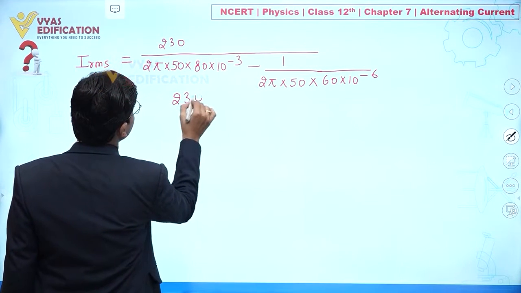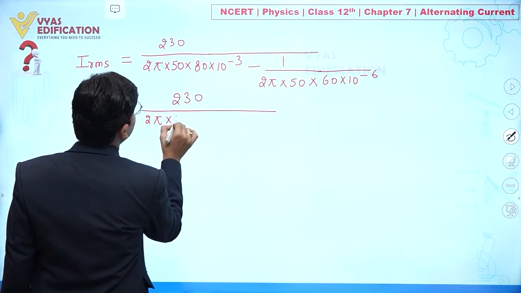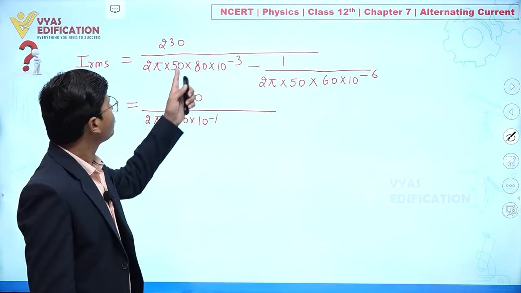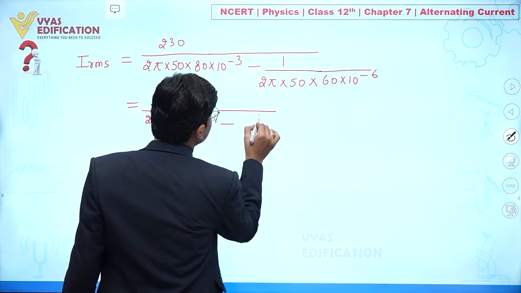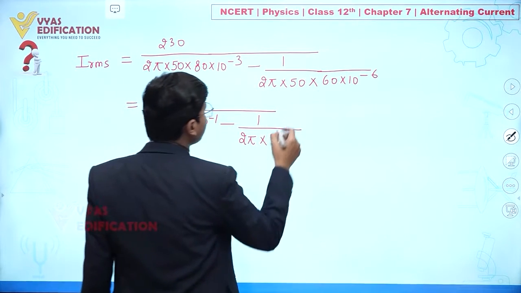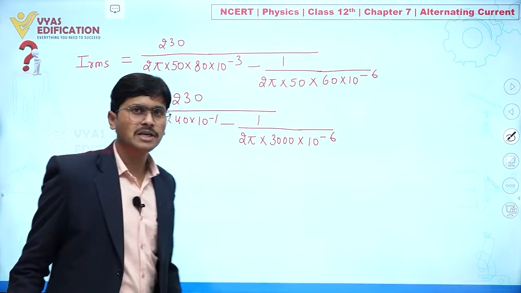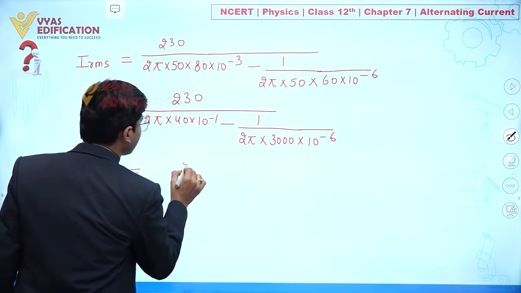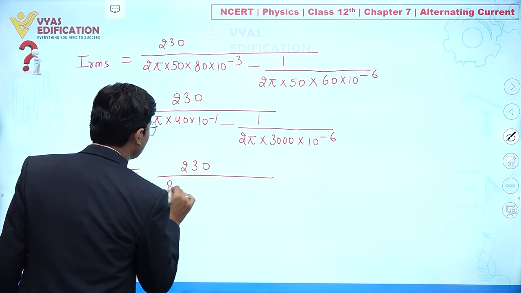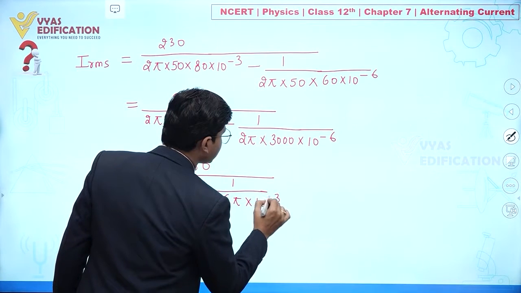So we write 230 divided by 2 pi multiply 40 into 10 to the power minus 1. 8 multiply 5 is 40, and this is 10 to the power minus 1, minus 1 upon 2 pi multiply 50 multiply 60, which is 3000 multiply 10 to the power minus 6. Now if you solve it, this is 230 divided by 8 pi minus 1 upon 6 pi into 10 to the power minus 3.